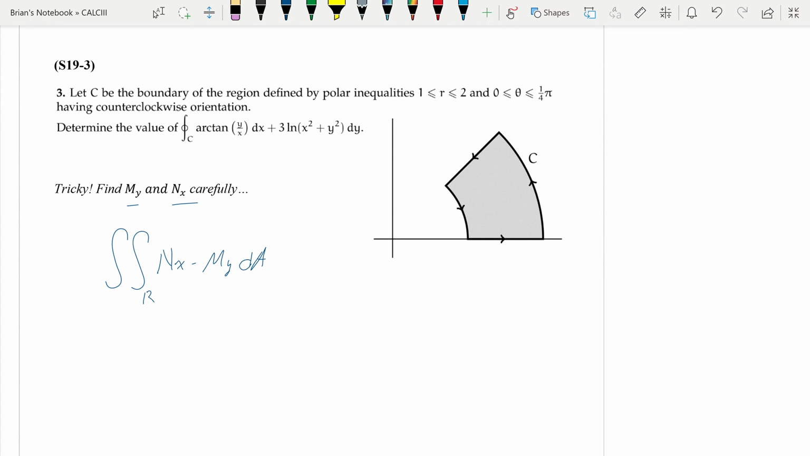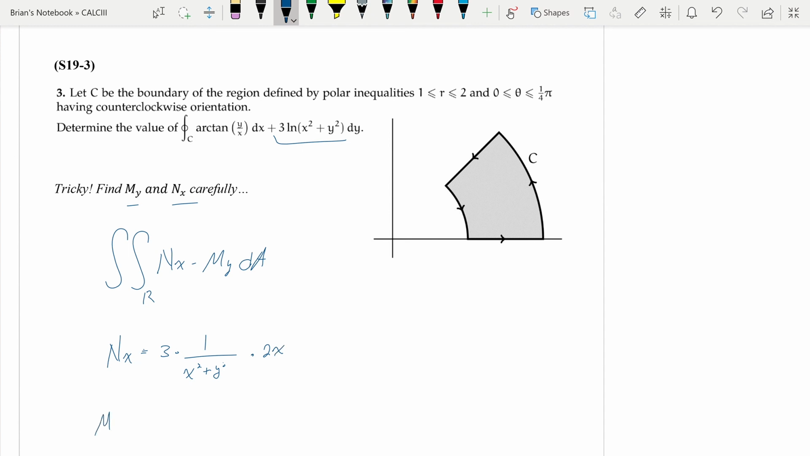All right, so we'll see how you guys did on finding our derivatives here. So let's see, Nx, a little tricky. So we have our N is 3 natural log of x squared plus y squared. So our Nx will be 3 times the derivative of the outside first, right? So it'd be 1 over whatever's on the inside, x squared plus y squared. And now we need the derivative of the inside. And remember, we're taking the derivative with respect to x. So if we're doing that, it will be 2x.